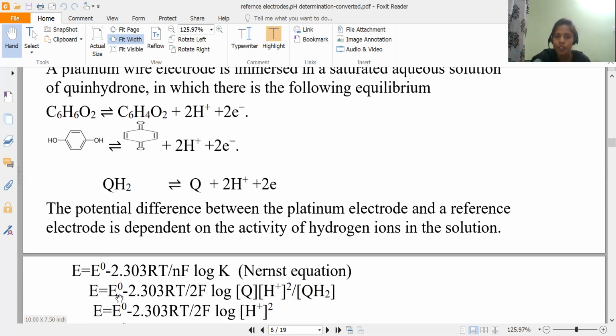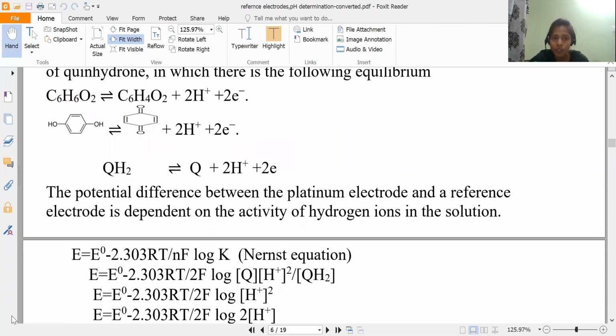Let us apply the Nernst equation. But before that, what is the Nernst equation? This is the Nernst equation: E = E° − 2.303 RT/nF log K. What is R? R is the universal gas constant, always a constant. T is the absolute temperature in Kelvin. n is the number of electrons. F is the Faraday constant. And K is the equilibrium constant, which is the products concentration divided by the reactants concentration.